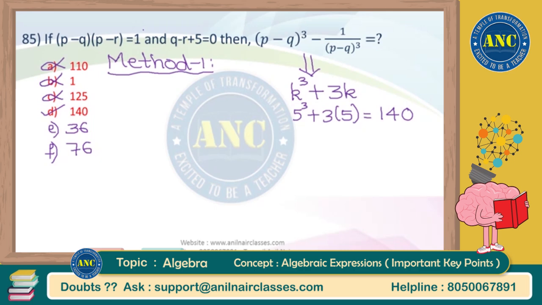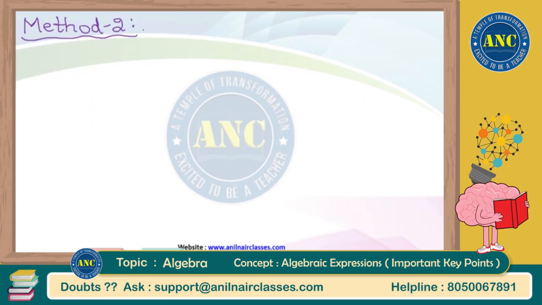Now see here, if I want to find the value of (P minus Q) whole cube minus 1 divided by (P minus Q) whole cube, then I should know the value of P minus Q minus 1 divided by P minus Q. If I know this value as K, for example, then finding out (P minus Q) whole cube minus 1 divided by (P minus Q) whole cube is definitely not a difficult task. Somehow I should get this P minus Q minus 1 divided by P minus Q value. How will I get it?